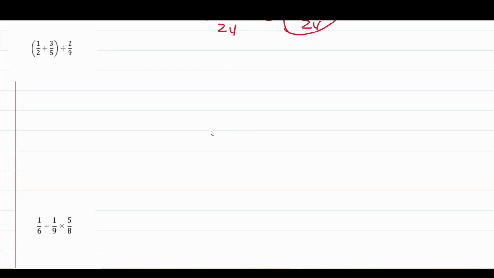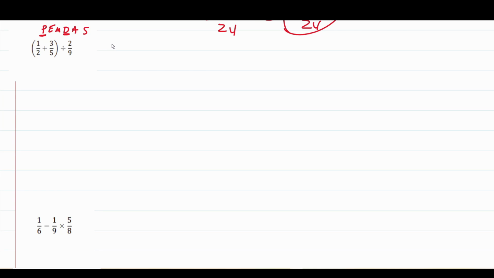All right, this next one says 1/2 plus 3/5 in parentheses divided by 2/9. So if it's helpful, you can start by writing your order of operations. Again, that's PEMDAS. And according to the order of operations, you do what's in parentheses first. In this case, we do have parentheses, so we're going to work out what's in parentheses first. And then we just have division. So we're going to work on parentheses, and then we're going to perform the division next.